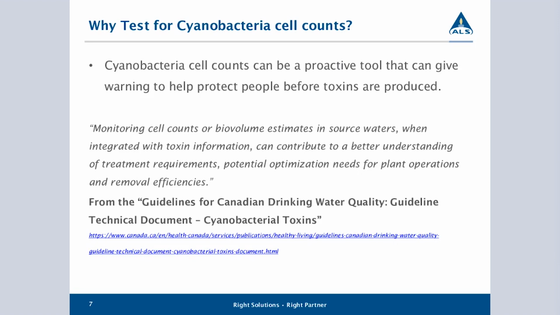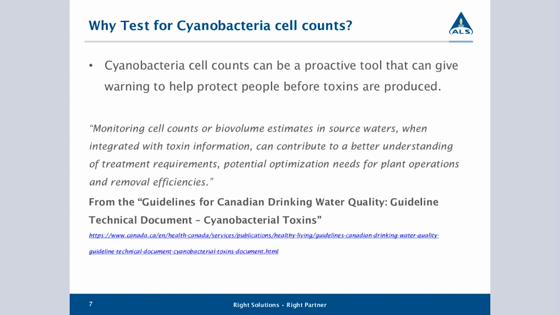So why test for cyanobacteria cell counts? Well, cyanobacteria cell counts can be a proactive tool that can give warning to help protect people before toxins are produced. I'll also mention that early detection by a cell count may also provide a cost savings by helping to avoid expensive treatments that may be required when a bloom breaks out.